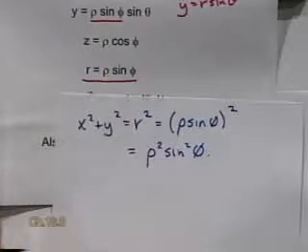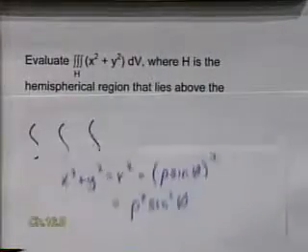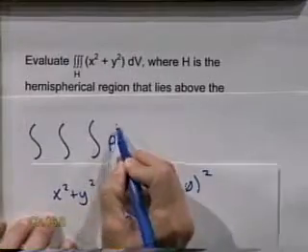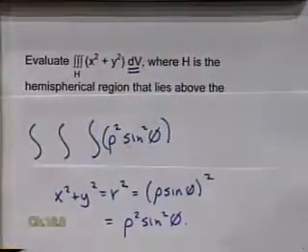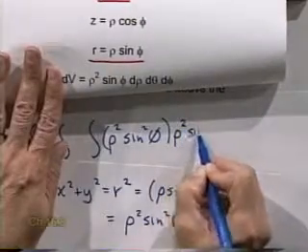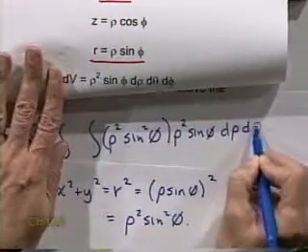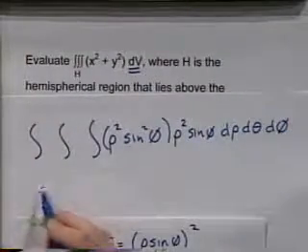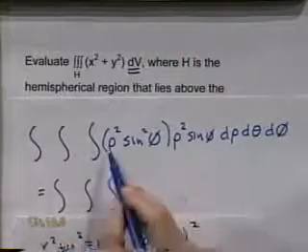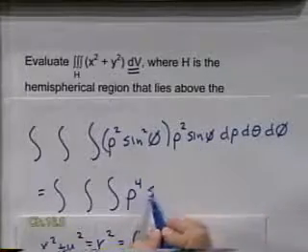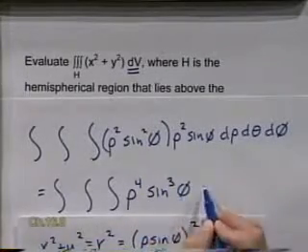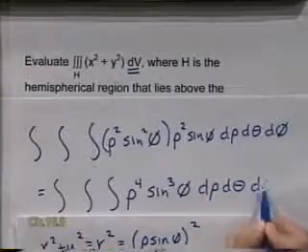You got to be real careful you don't get your phi's and your thetas confused. All right, so for x squared plus y squared, I'm going to put rho squared sine squared phi. Then for dV, I'm going to replace dV with rho squared sine phi d rho d theta d phi. And notice this becomes rho squared times rho squared, which is rho to the 4th. Sine squared times sine is sine cubed. And then we have d rho, d theta, d phi.